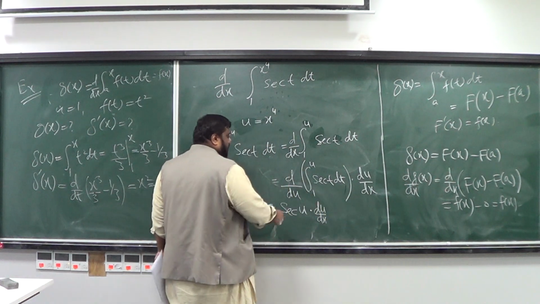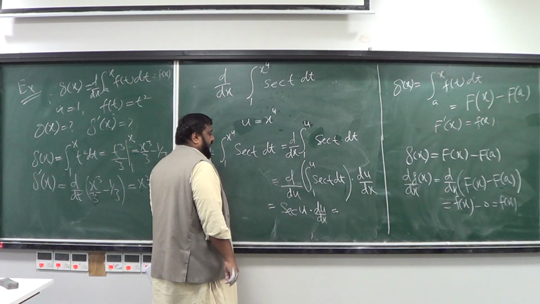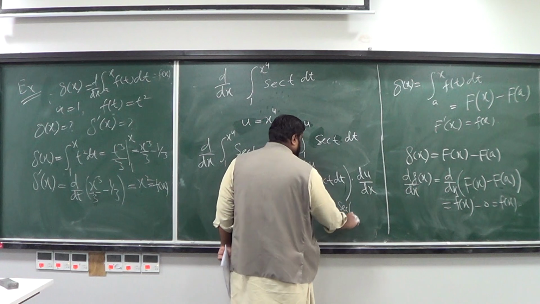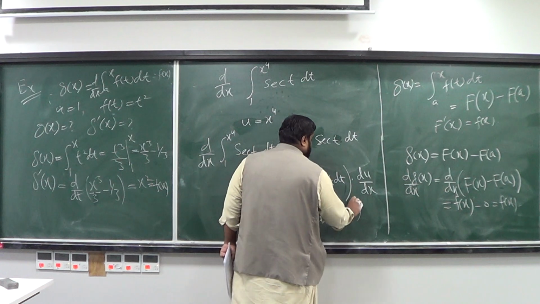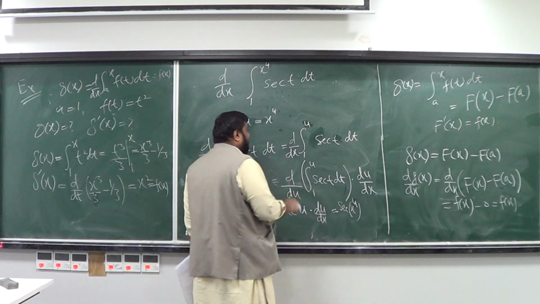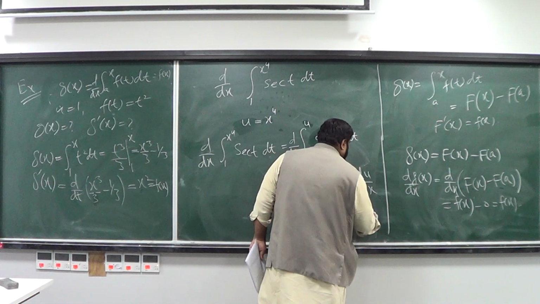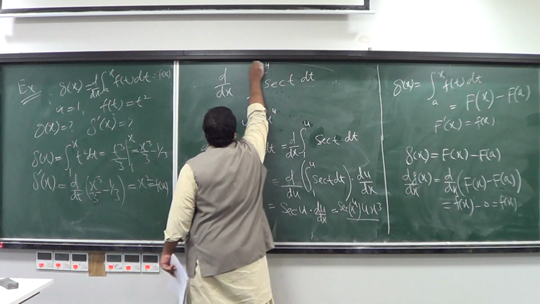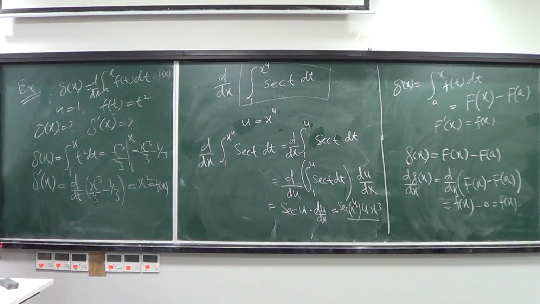And now you can substitute the value of u back. So when you substitute the value of u back, what are you going to get? The secant of u is secant of x power 4. And what would be du by dx? If u is x power 4, du by dx is going to be 4x cubed. So this is what really is the derivative of this integral.